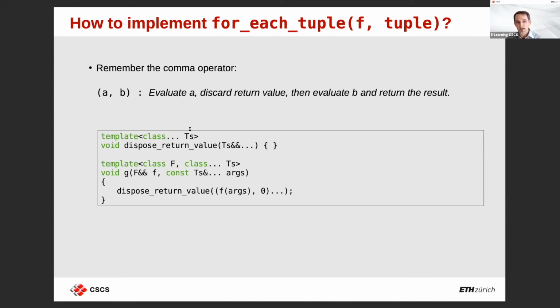Now let me remind you that there's a thing called the comma operator. A comma B means evaluate A, discard the return value, then evaluate B and return the result of that. So what we can do now is use that comma operator to apply f to the template parameter pack, discard the result, replace it with 0, and then unpack and pass to this dispose return value. And that actually works.